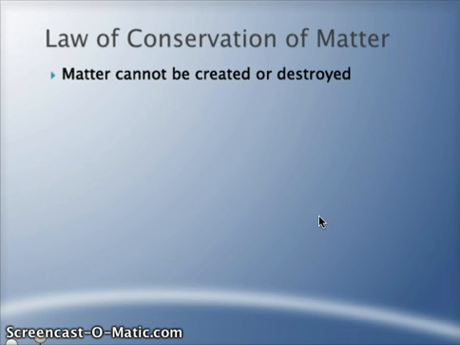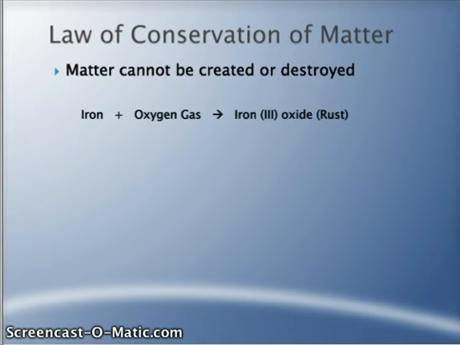Well, actually, before we do that, look at the law of conservation of matter, which we've talked about before. What the law says is that matter cannot be created or destroyed. We're going to start with an example. So here's our example. If we start with iron and it reacts with oxygen gas, we get iron 3 oxide. So first of all, think about how would you write that equation.